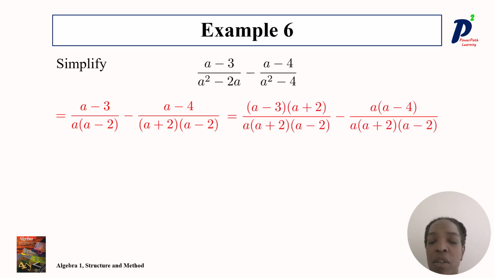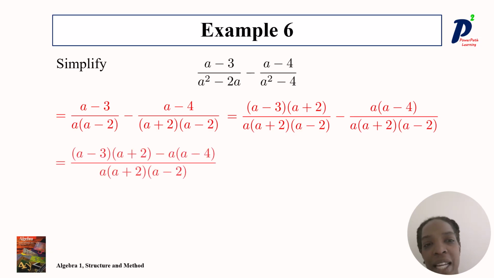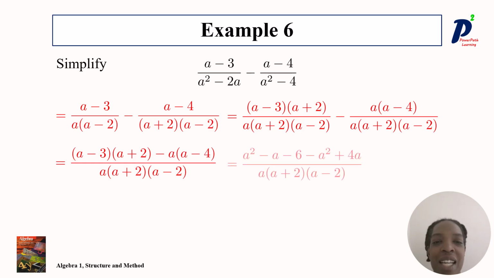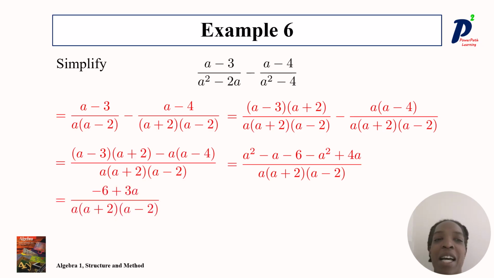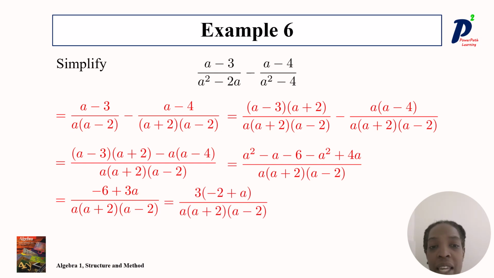Okay, so I've adjusted both of my fractions, so I have my new LCD, and now all I need to do is combine. Now the math here is a little bit arduous, but it would be a lot harder to do if we didn't have a least common denominator. Keep going. Okay, now I've gotten to the step where my numerator is simplified, but I can factor out a 3. So I get negative 2 plus a in the numerator, and I have a minus 2 in the denominator. I'm going to cancel that, and I get my final answer of 3 over a times a plus 2.